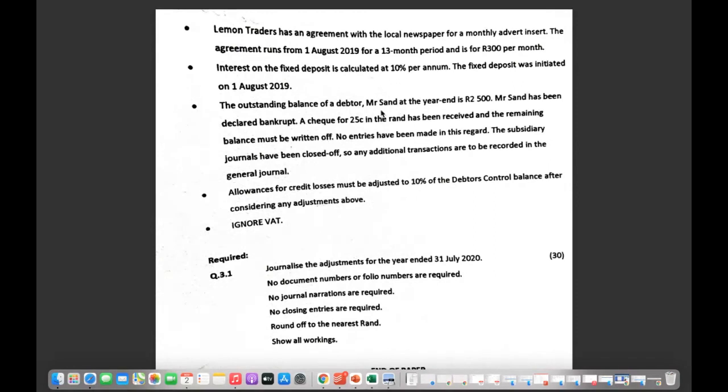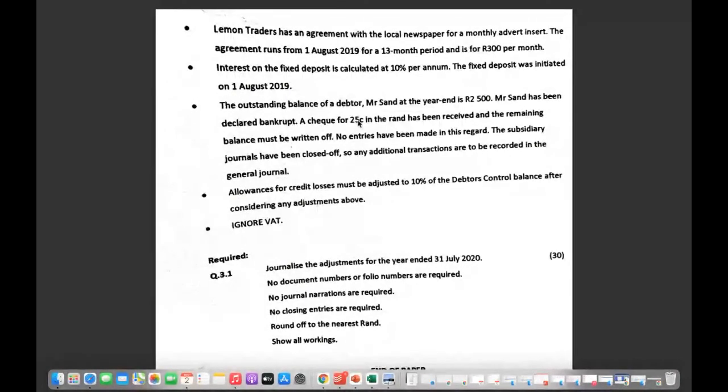The outstanding balance of a debtor, Mr. Sand, at the year end is 2,500. Mr. Sand has been declared bankrupt. A cheque of 25 cents in the rand has been received, and the remaining balance must be written off. No entries have been made in this regard. The subsidiary journals have been closed off, so any additional transactions are to be recorded in the general journal. I don't know why they're letting you know all of that, because either way, this needs to be recorded in the general journal.